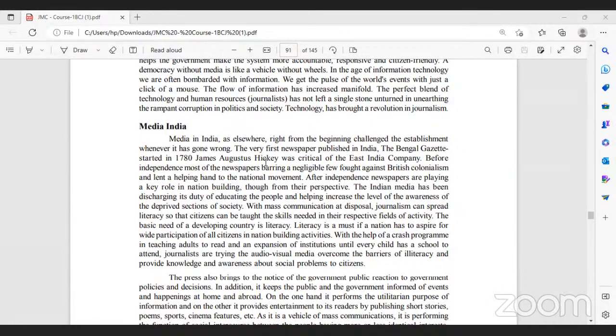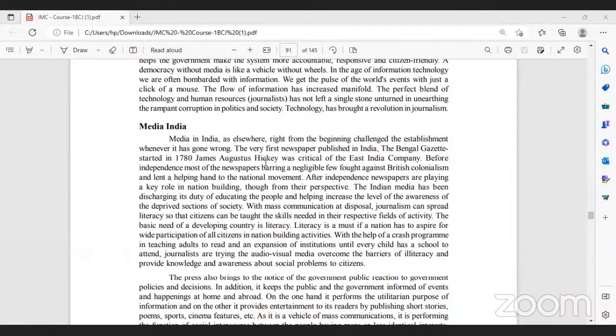However, we see that though Johannes Gutenberg was the first person who brought printing technology, in India, James Augustus Hickey in 1780, an Englishman, published the first newspaper called Bengal Gazette.